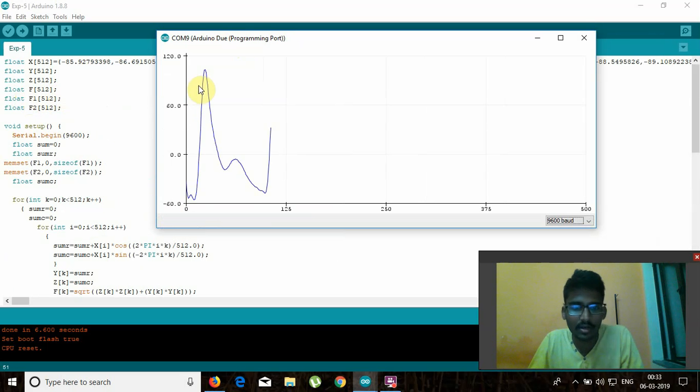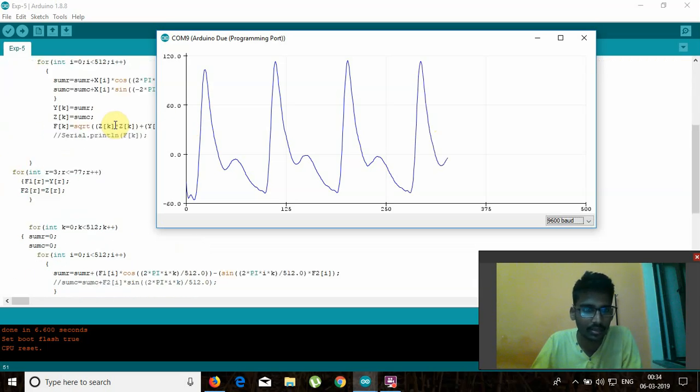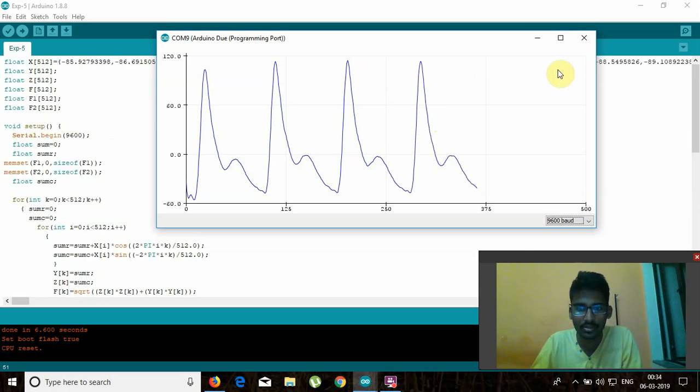So this is the output of the inverse DFT. So as you can see, this is almost similar to the output of the original data. We can also see both the plots at the same time.